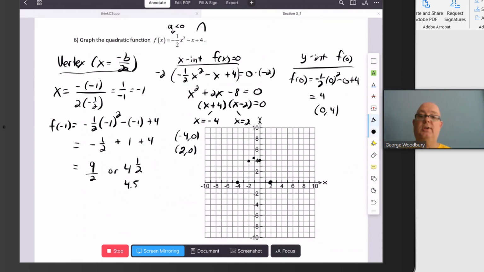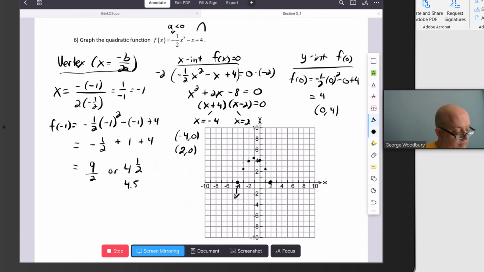We can use symmetry to get another point on the other side of the vertex. And that negative 1/2 tells us that the first step out only drops us by 1/2. The second step out was supposed to drop us by 4. Half of 4 is 2. So from the vertex, if I move over 2 and then down 2, 2 to the left and down 2, I get a couple more points to work with.